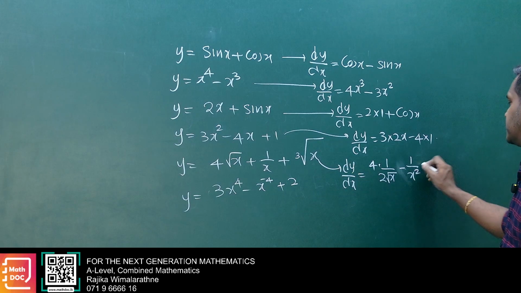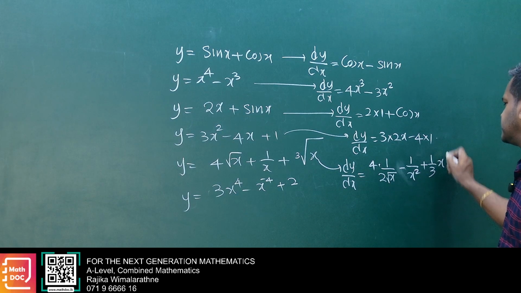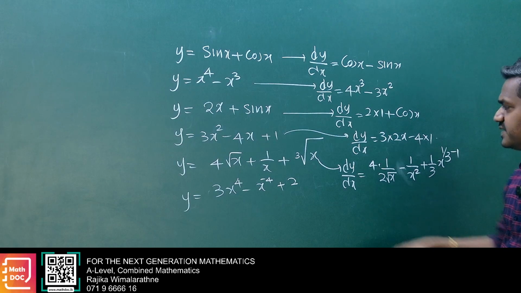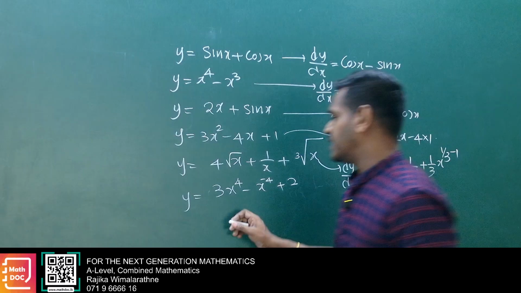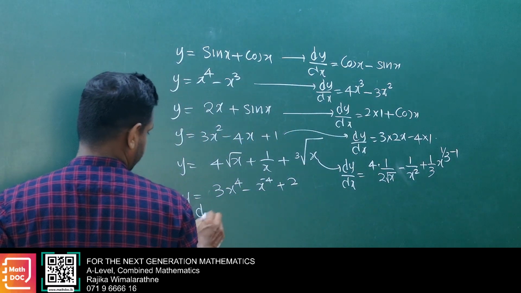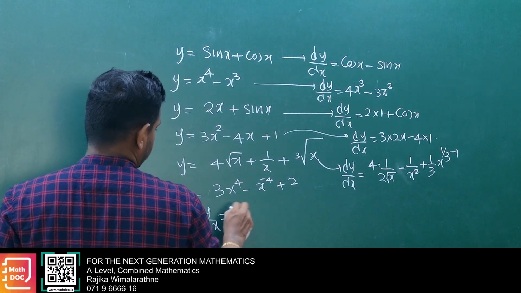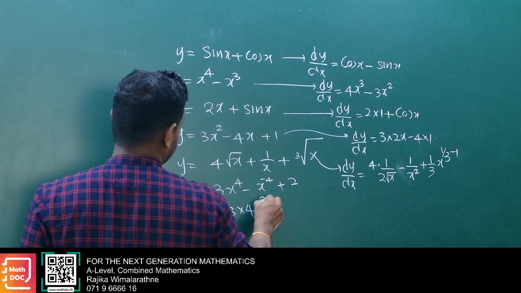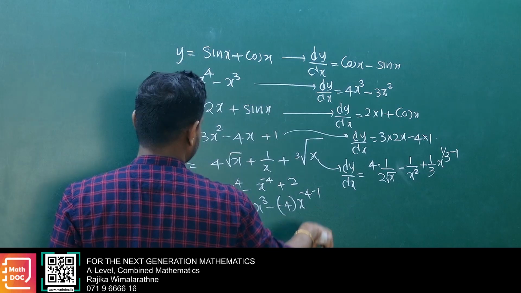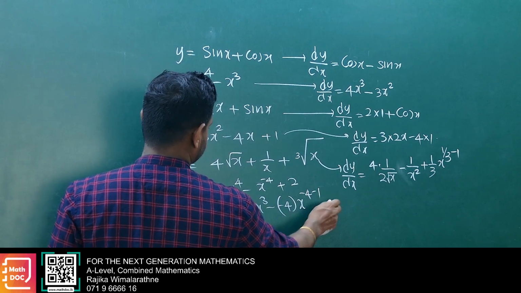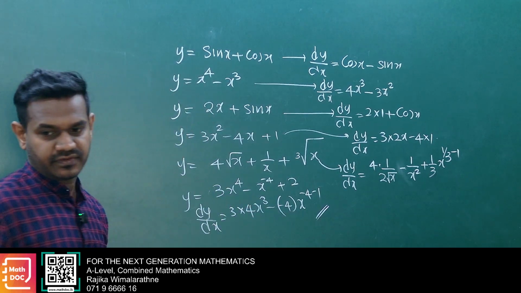Then cube root, 1/3 x to the power 1/3 minus 1. Here cube root is 1/3 x. Then here dy by dx is 3 times 4x cube minus 4 times x to the power minus 4 minus 1, constant derivative 0. Constant derivative 0.